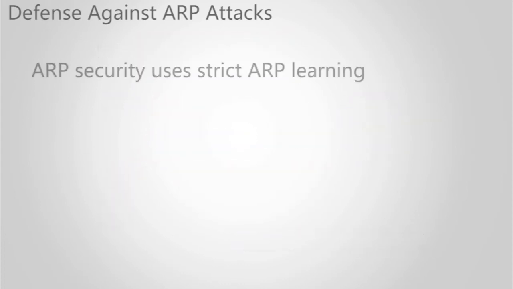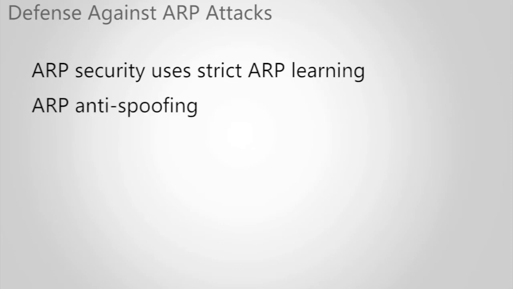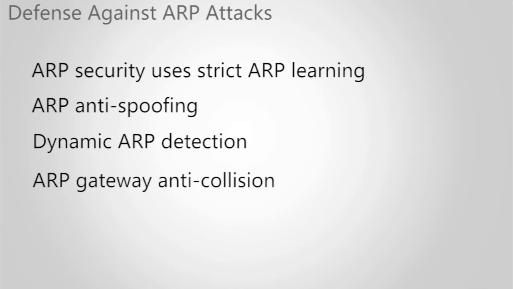To prevent ARP spoofing, ARP security uses strict ARP learning, ARP anti-spoofing, dynamic ARP detection, and ARP gateway anti-collision. These defense functions protect communication networks against attacks by forged ARP packets.